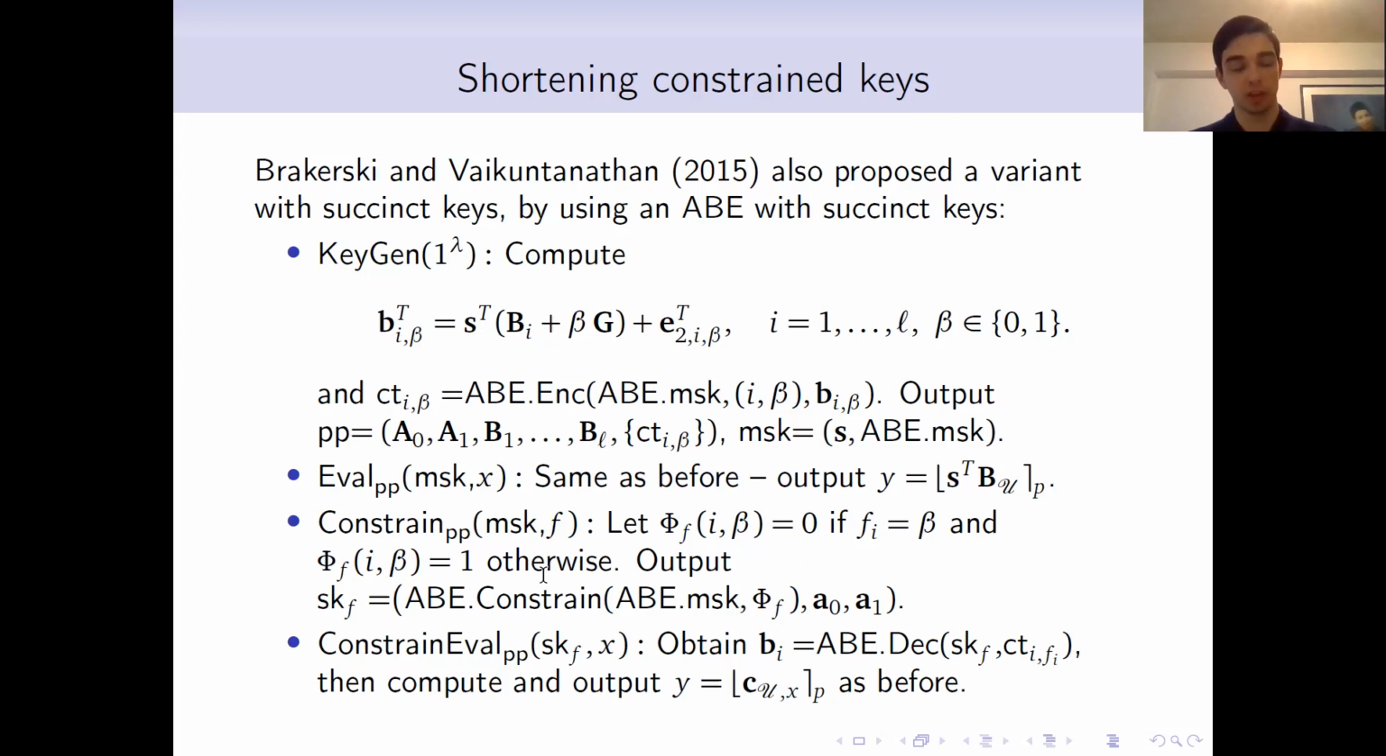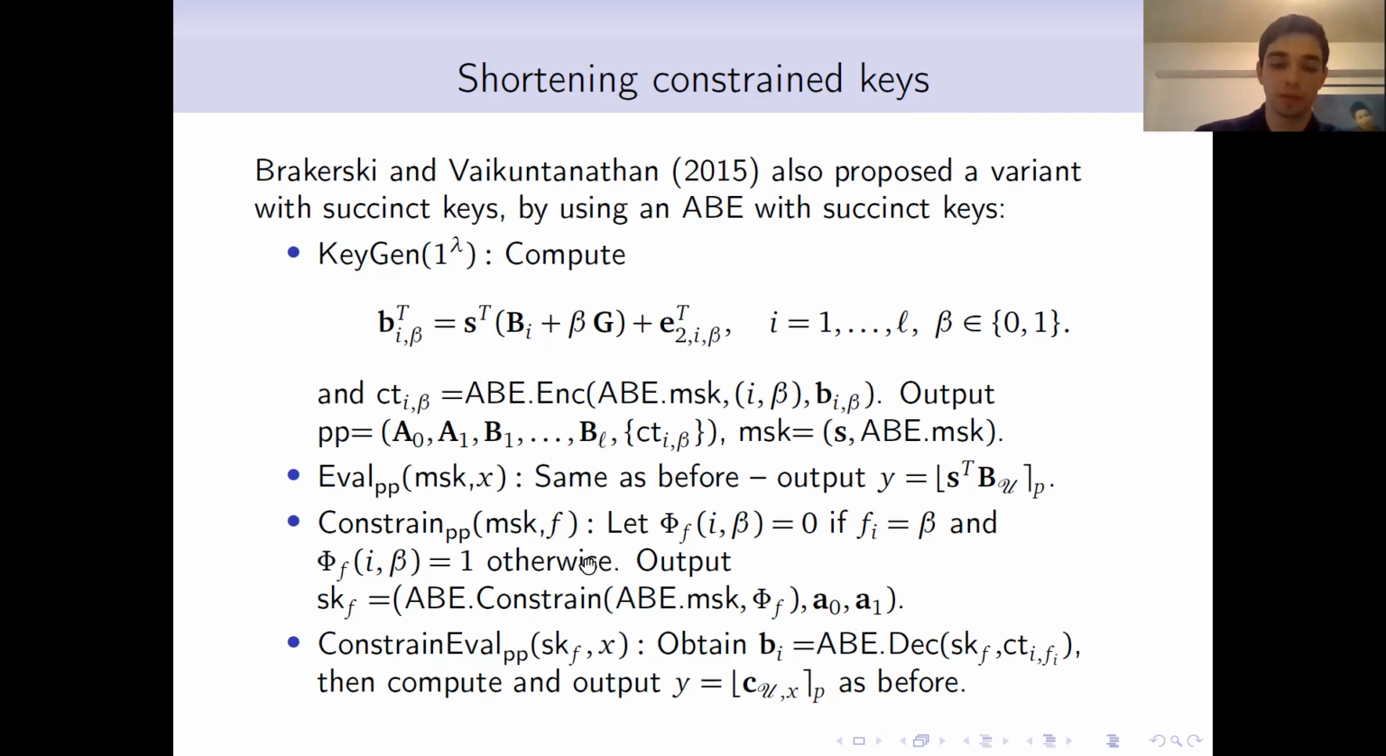So the main change here is that now we compute these b_i's right at the beginning for all possible values of the bits of the constraint. So we compute b_{i,beta} for beta equals 0 and beta equals 1. And then we encrypt each of these vectors using attribute-based encryption with the attribute (i, beta). And we publish them together with the rest of the public parameters. The evaluation algorithm is exactly the same.